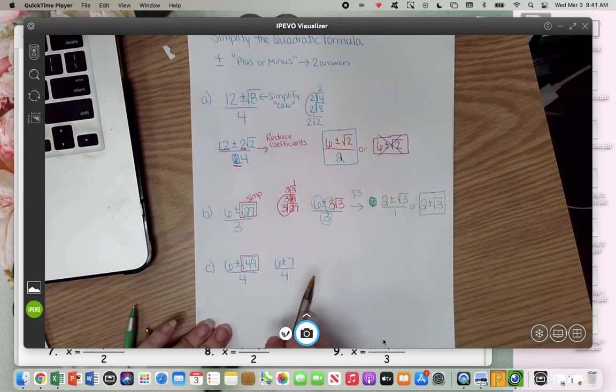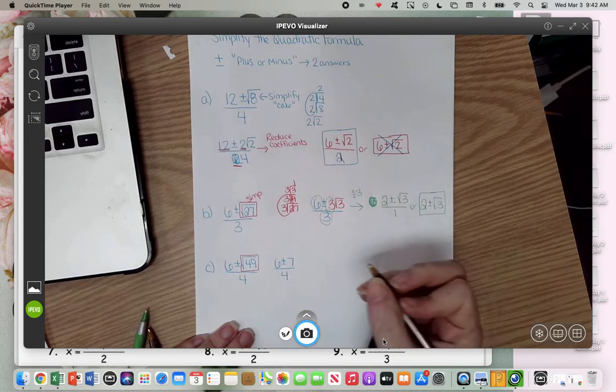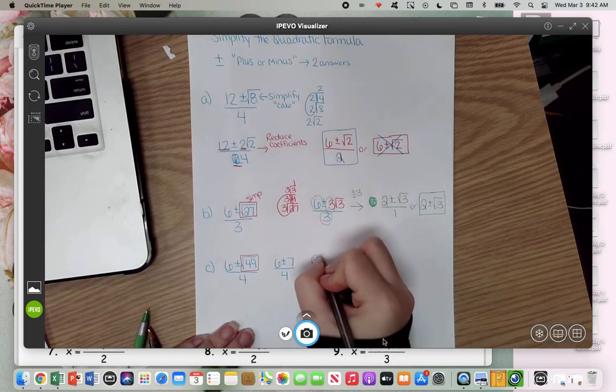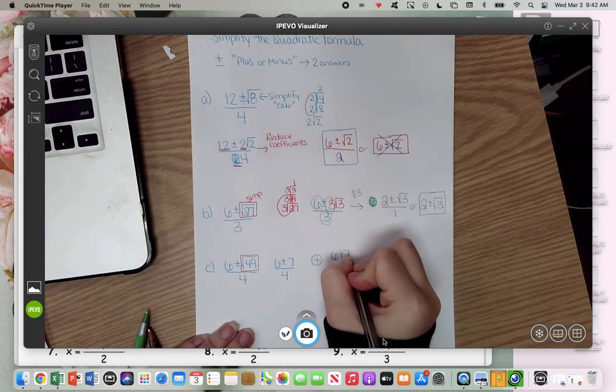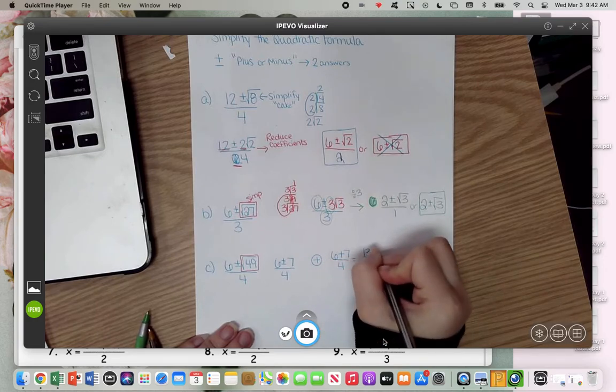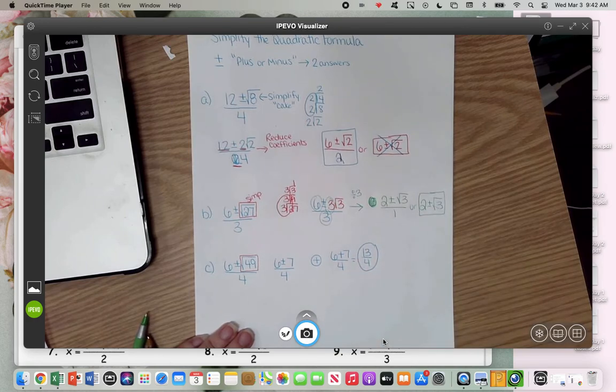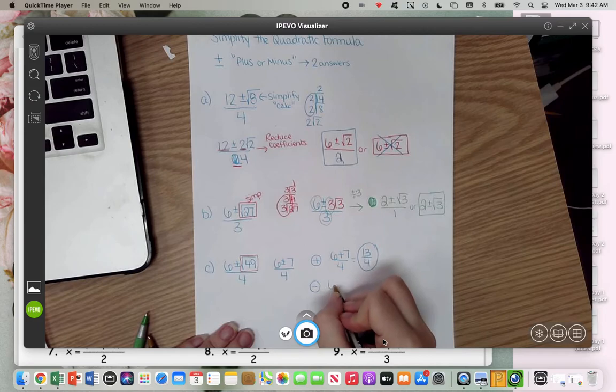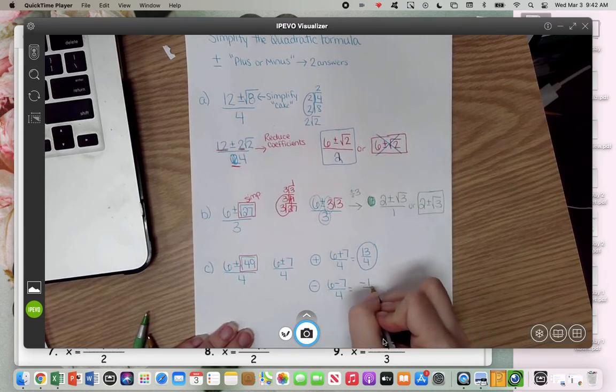So on this one, we're going to do the work once when we add and once when we subtract. So our answer 1, I'm going to add my numerator. 6 plus 7 divided by 4, which is 13 over 4. I can't reduce it. That's my answer. Now on the second one, I'm going to subtract my numerator. 6 minus 7 over 4 gives me negative 1 over 4. Can't reduce it, so we're done.